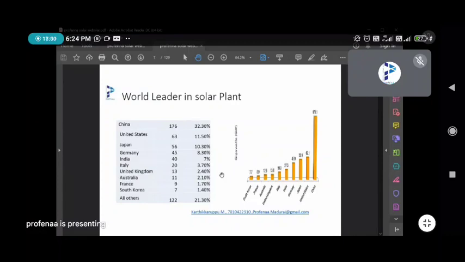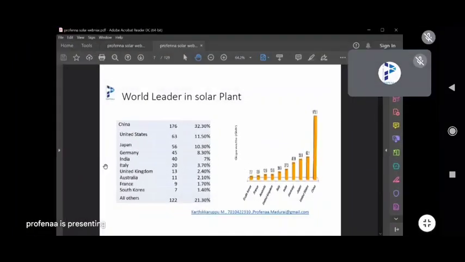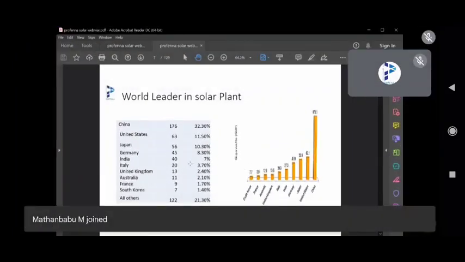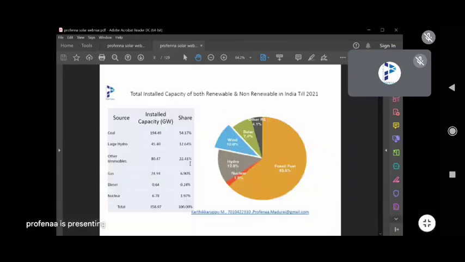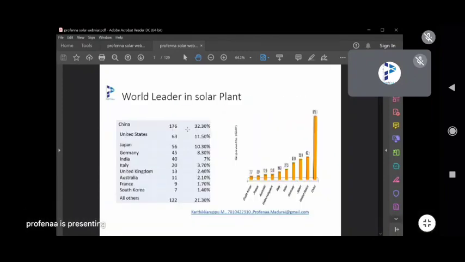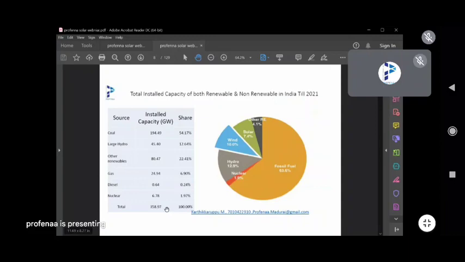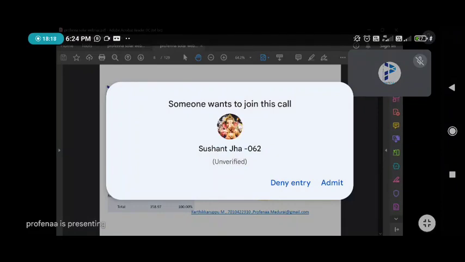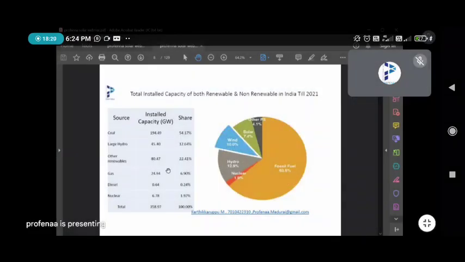For India, we are in 5th position. How much have we installed? 40 gigawatts. How long did it take for 40 gigawatts? That is another question. See, this is the renewable energy capacity. How much is it? 80. Out of 80, 40 gigawatts is only for solar. The remaining 40 gigawatts is for wind and other hydropower plants.